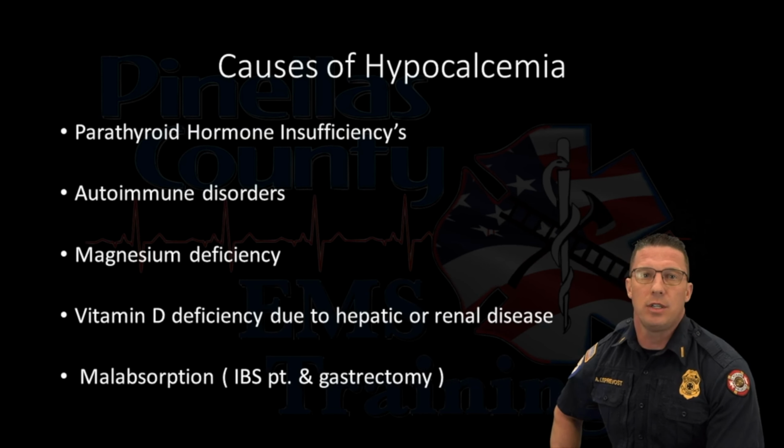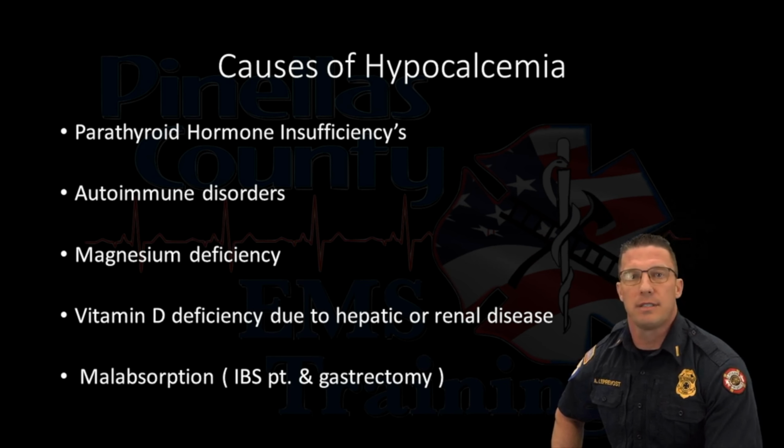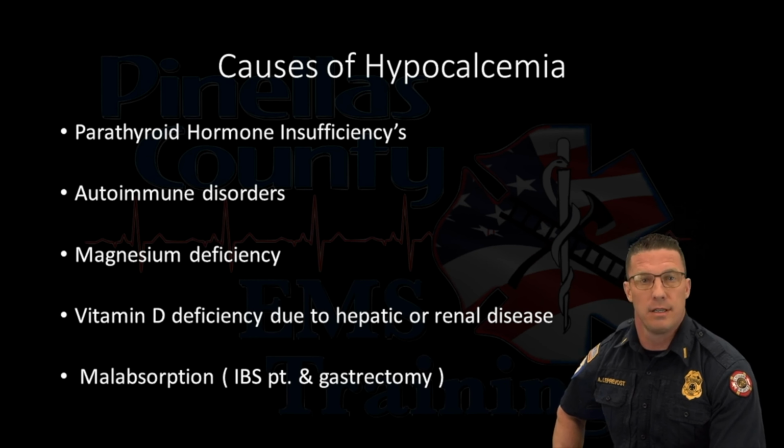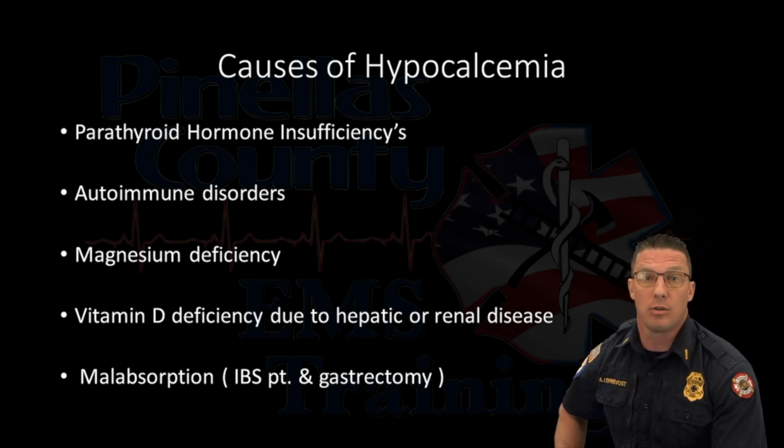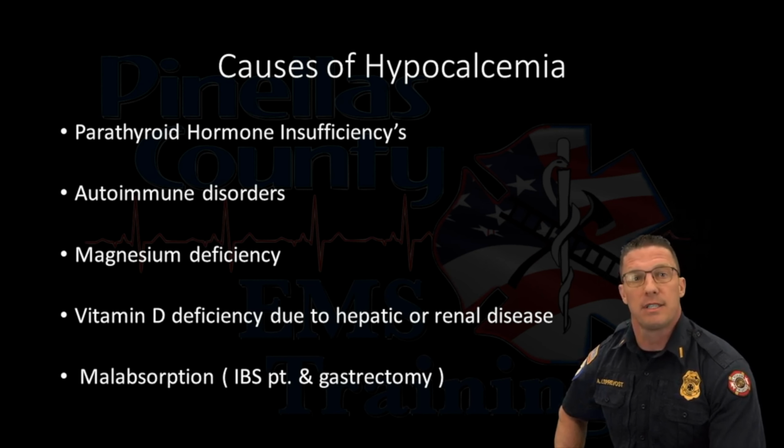Now, I mentioned a good history taking previously for a reason, and here's why. Some of the causes for hypocalcemia are in the patient's history. For instance, parathyroid hormone insufficiency, autoimmune disorders, magnesium deficiency, which we'll discuss in a few minutes, vitamin D deficiency due to hepatic or renal disease, and malabsorption such as IBS or gastrectomy. Getting a good history can lead you down the correct path for success with the patients, especially in hypocalcemic patients. Among many other conditions, there are just some highlights that EMS may see.